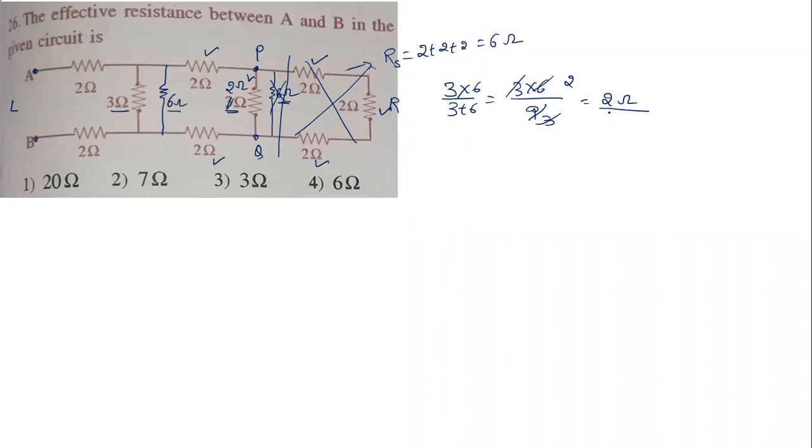Now this 3 and this 6 are in parallel combination. We have already done this, we will get 2. So instead of these 2, we can just have a resistor of 2 ohm. Now these two in series combination become 6. So the answer is 6 ohm.